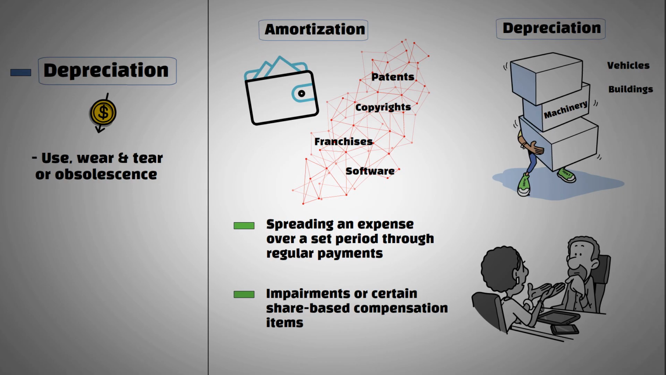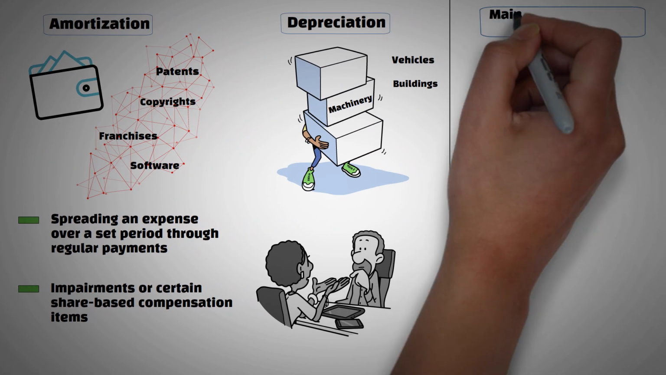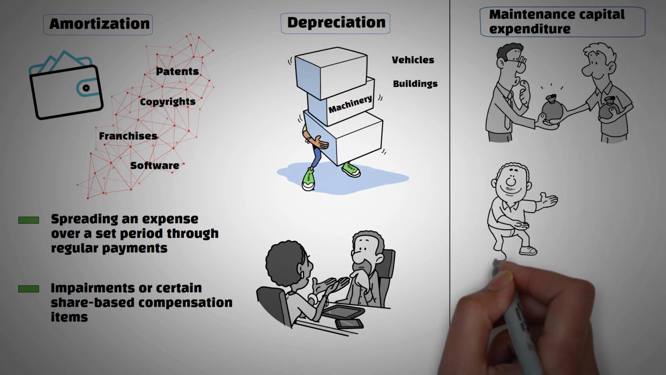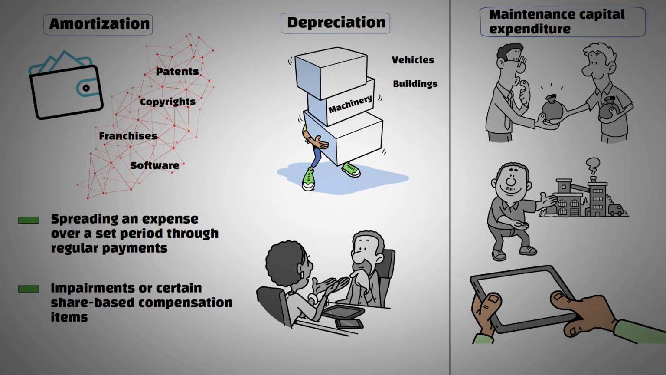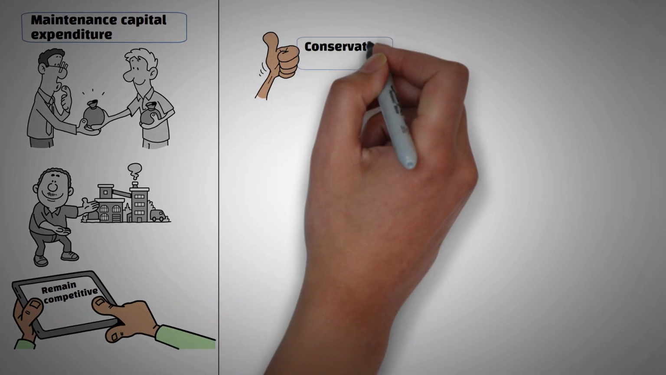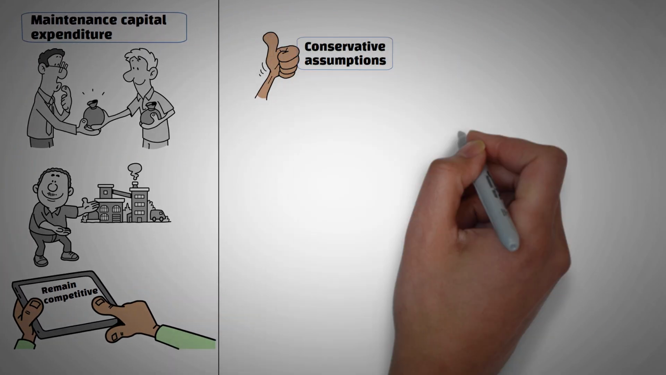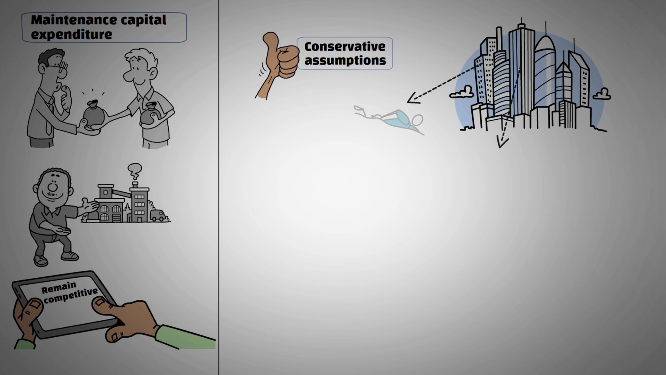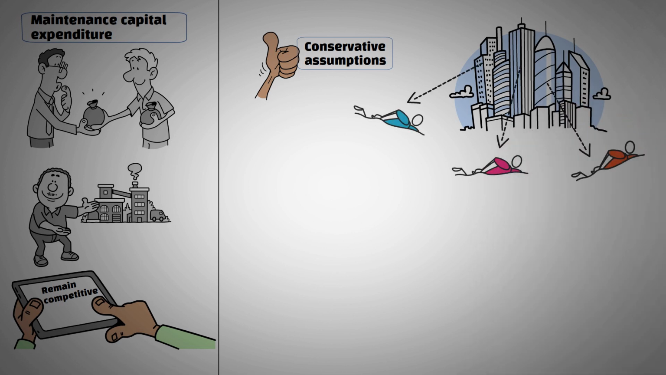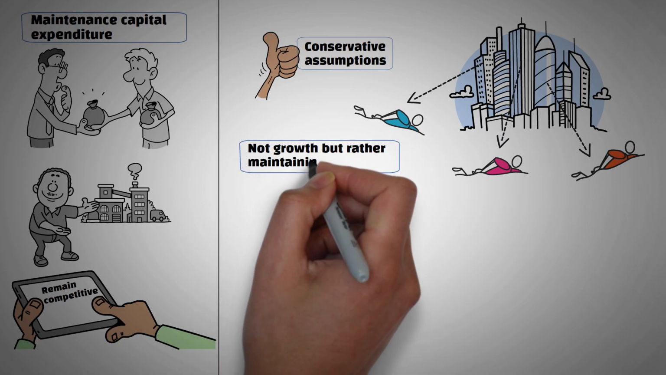Next, we have maintenance capital expenditure, which reflects cash spent to maintain or expand assets, such as equipment, facilities, or technology, to remain competitive. Because companies rarely separate maintenance spending from growth spending, Buffett favors conservative assumptions here. For example, if a hotel is surrounded by similar hotels with swimming pools, then that hotel will probably need to invest in a swimming pool to keep up with the competition. That is not growth, but rather maintaining their level.